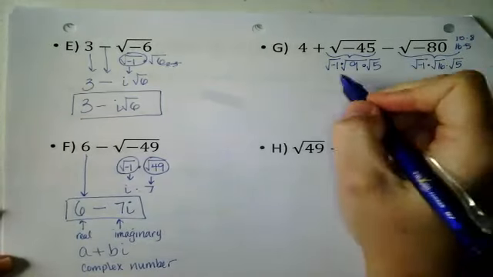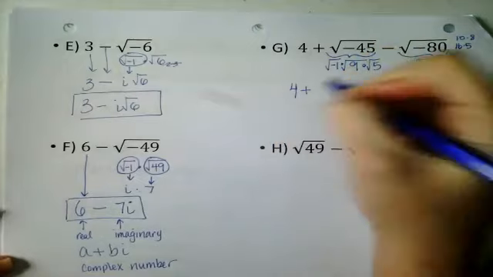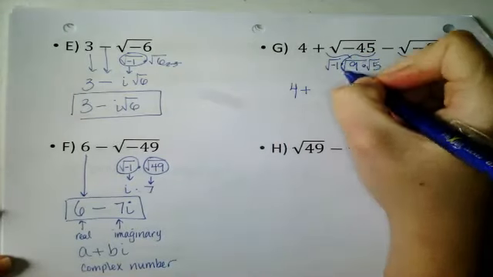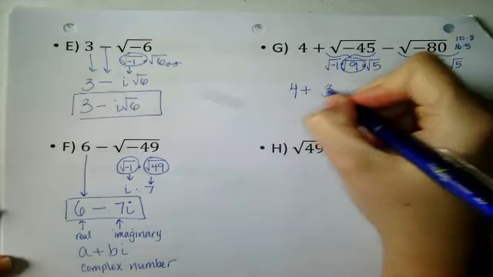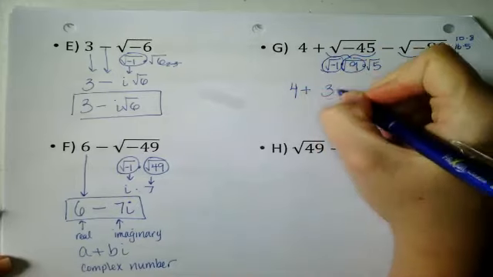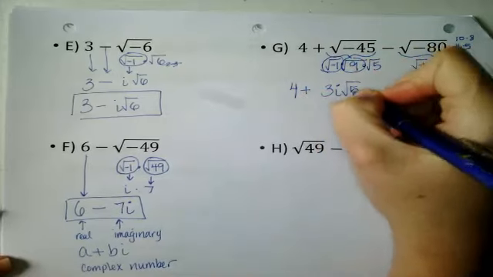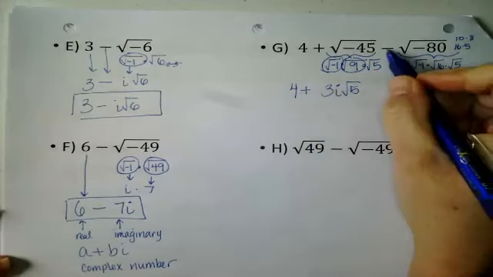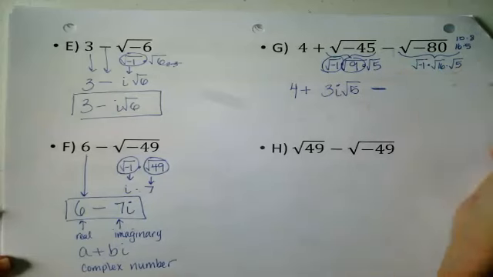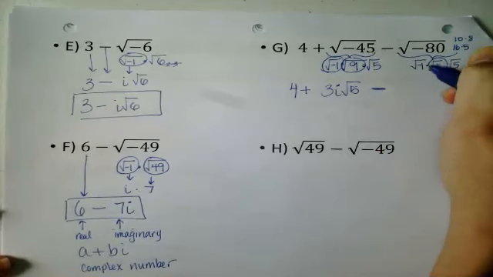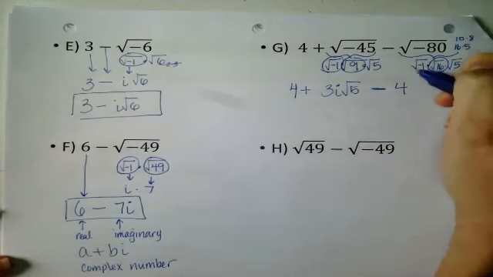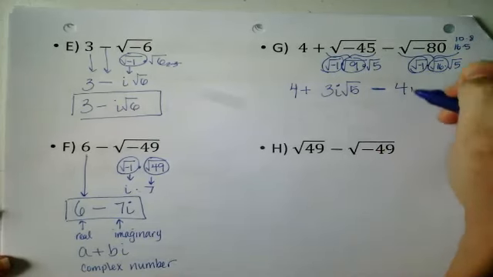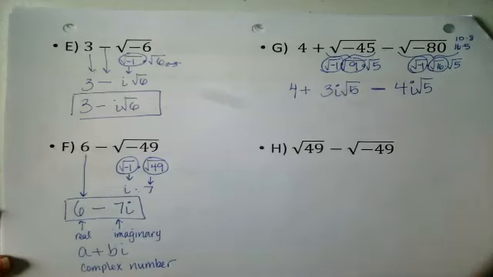All right, let's clean this up. So we have the 4 and the plus sign. The square root of 9 is 3. The square root of negative 1 is i. And the radical 5 has to stay. Then we have a big subtraction sign. And over here, the square root of 16 is 4. And the square root of negative 1 is i with a radical 5.